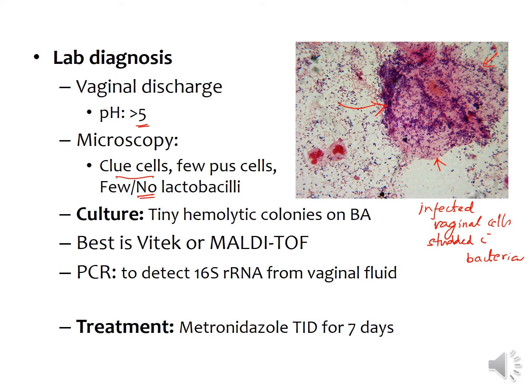If you grow this bacteria on blood agar, tiny hemolytic colonies are produced. The best method to detect this bacteria is Mobiluncus-tough, a newer method available for the detection of bacterial vaginosis. A PCR test can also be done to detect 16S ribosomal RNA from the vaginal fluid. Again, metronidazole is to be given 3 times a day for 7 days.